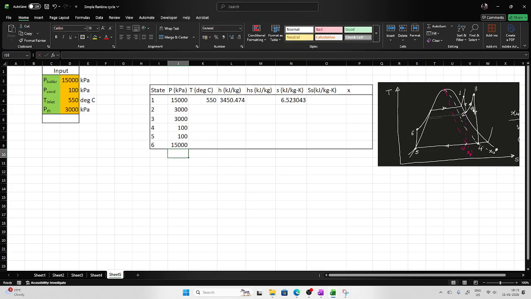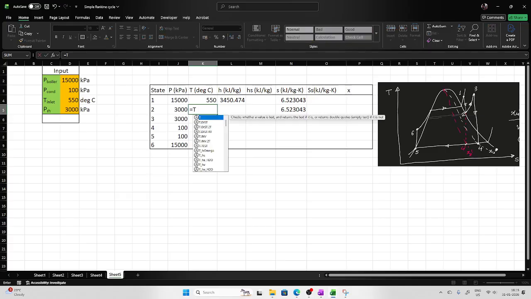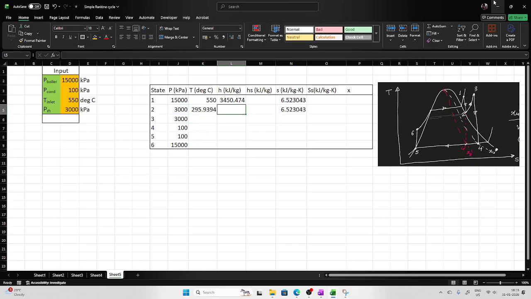Now point number 2. The entropy at point 2 should be the same as the entropy at point 1 due to reversible adiabatic or isentropic expansion. Once this is known, and the pressure is known, I can find the temperature at this point. So temperature based on pressure and entropy for water, this is the pressure, this is the entropy. Now comes the enthalpy based on pressure and entropy for water. So this is pressure and this is entropy.